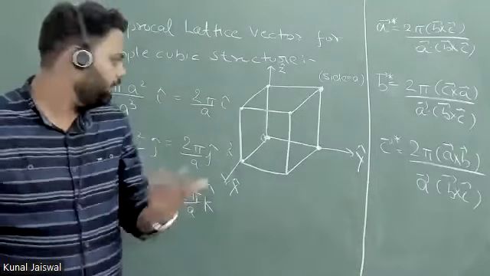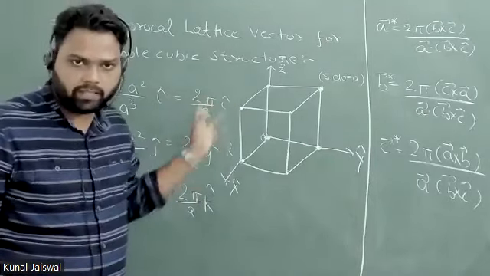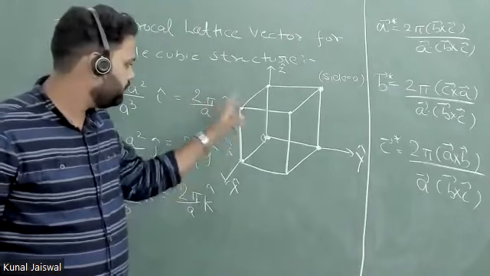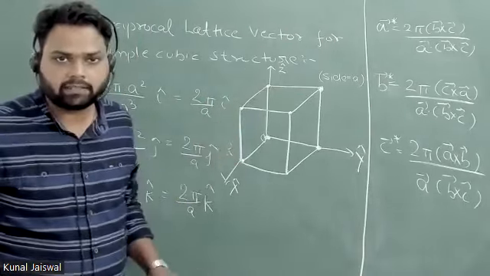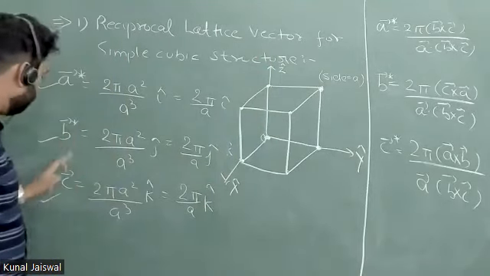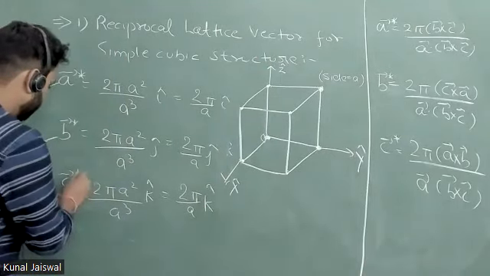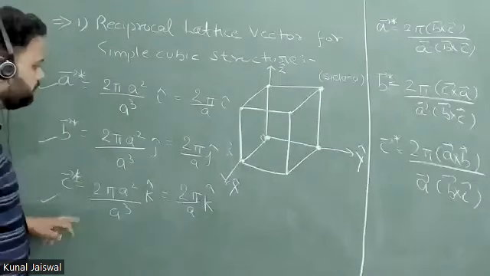Has any other change happened? Has any change in direction happened? No, it has not. The direction is exactly i cap, which was the direction for the direct lattice. And similarly it goes for B star and C star also.